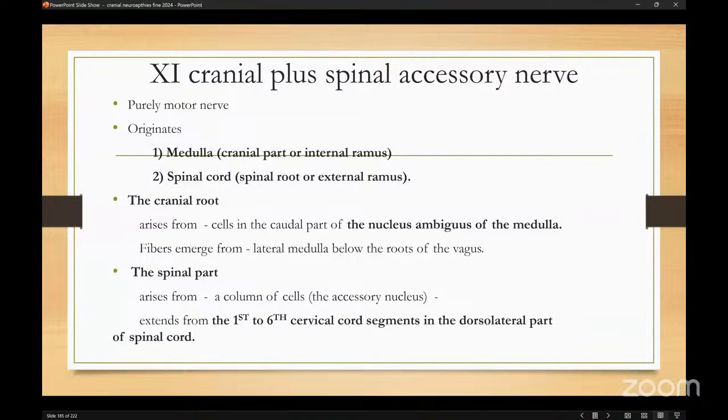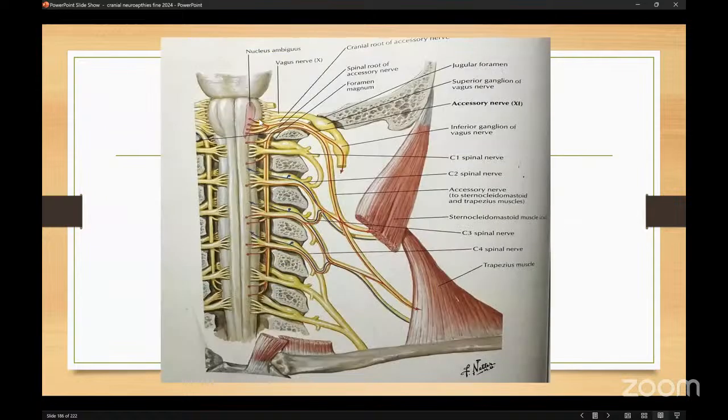So then we come to the 11th cranial nerve, that is the cranial plus spinal accessory nerve. The cranial part is coming from the nucleus ambiguus of the medulla, and the spinal part is root segments from C1 to C6. You can see here the C1 to C6 rootlets form a nerve and combine with the cranial root of the accessory nerve, and then it comes out through the jugular foramen. C1 to C6 enter through the foramen magnum, join the cranial accessory nerve, and then come out through the jugular foramen. Okay.